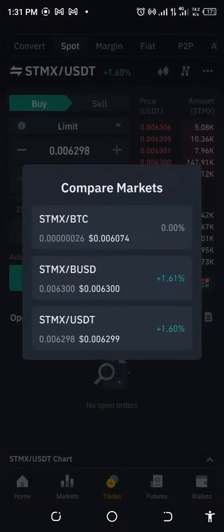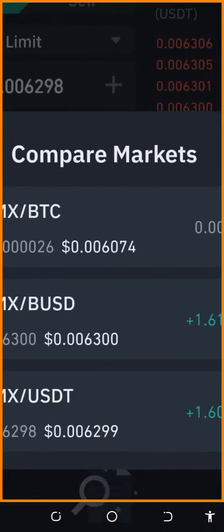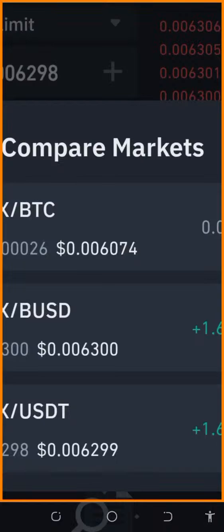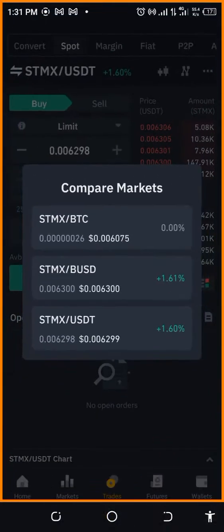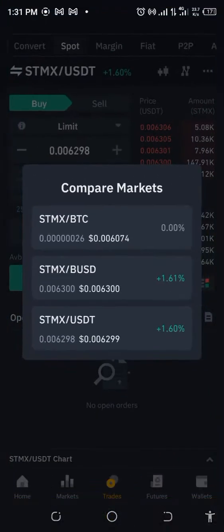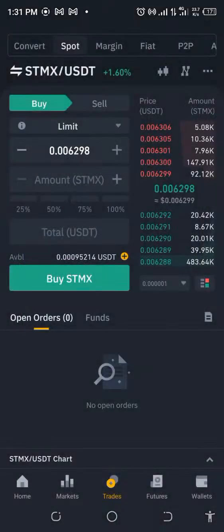So I'm just going to try and see whether I can actually buy STMX with my BTC. So let's see the price. It's 0.006074, while on the others you can see the difference there. So let's go ahead and see what we will do. This is, like I said, an experiment. It might work, it might not work. Okay, so let's get cracking.